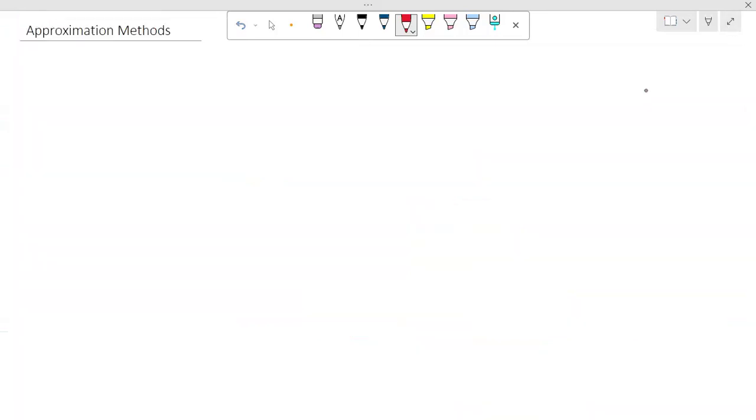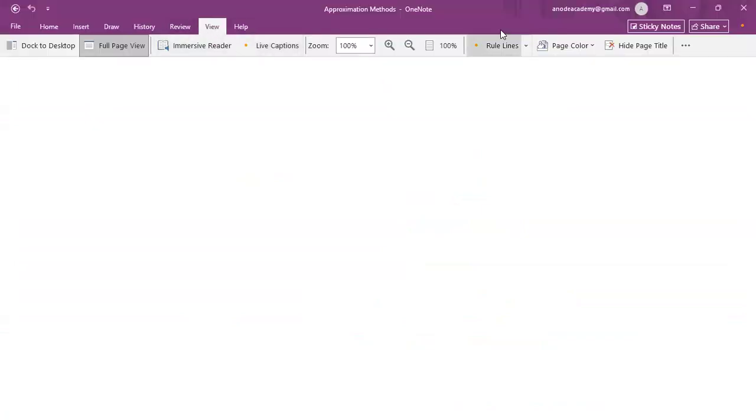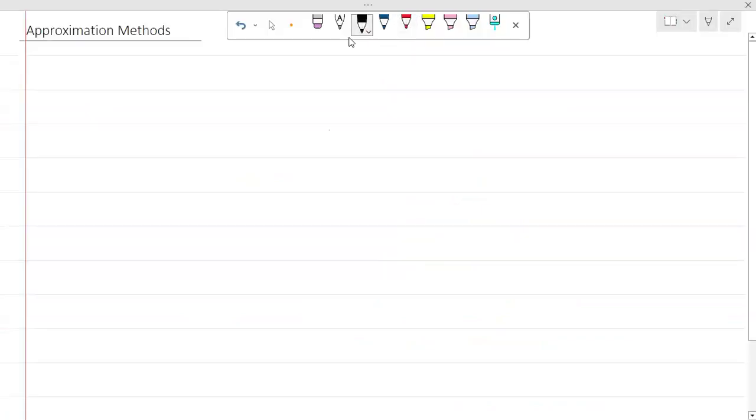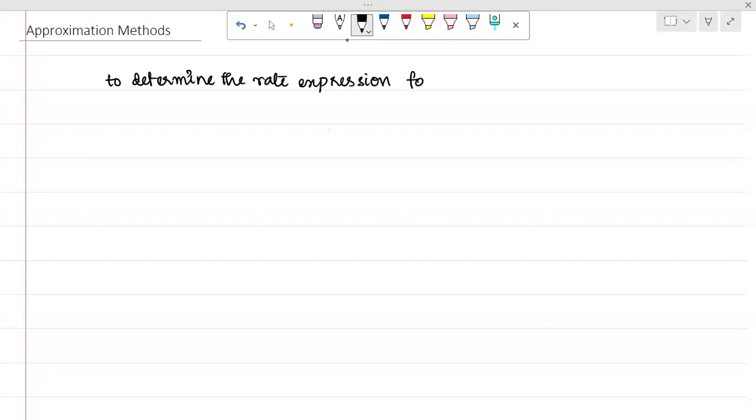Now, write down the heading, approximation methods. Why are approximation methods used, first of all? Approximation methods are used to determine the rate expression for complex reactions.